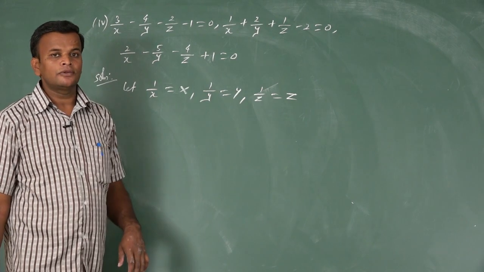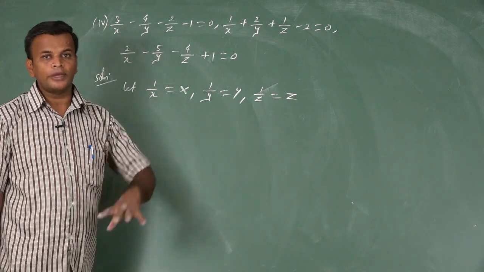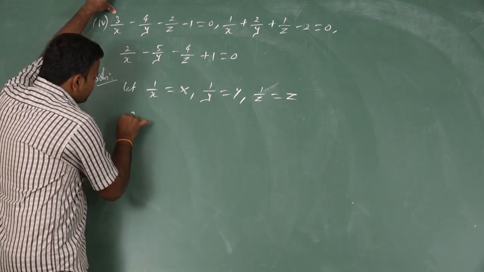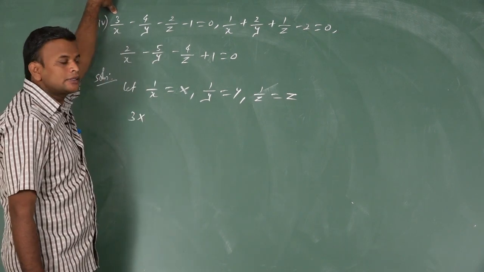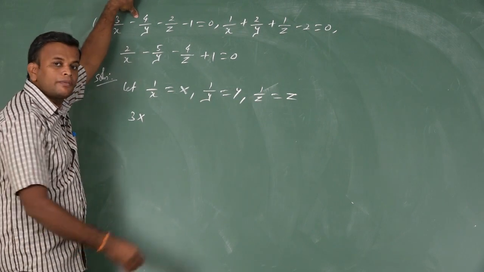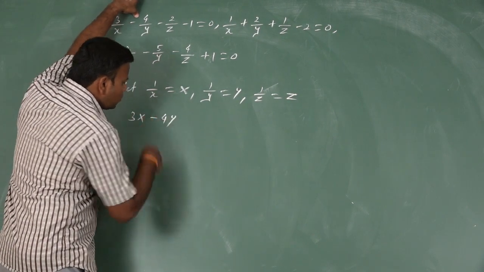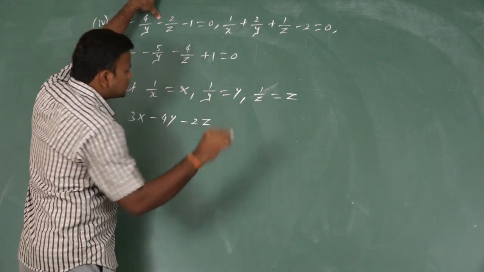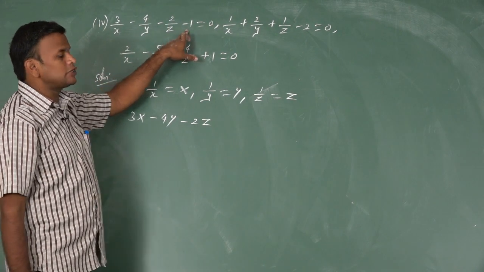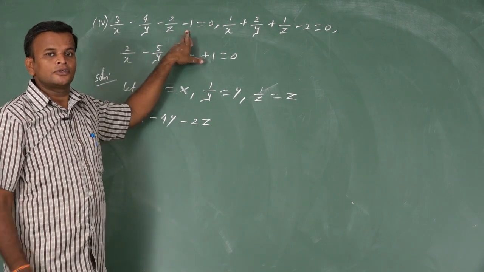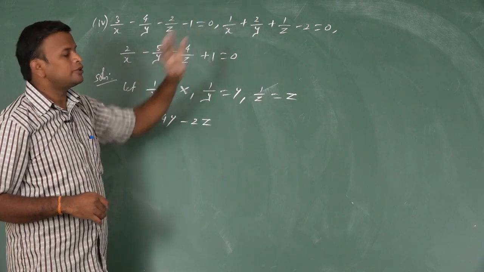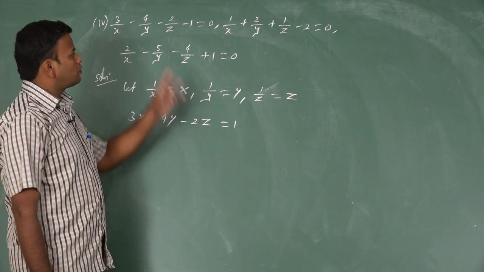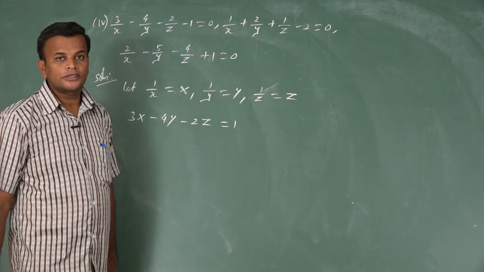Then the given equations become: 3 by x, we write 3 by x as 3 of 1 by x. 1 by x is capital X, so 3 by x becomes 3X. Minus 4 by y becomes minus 4Y. Minus 2 by z becomes minus 2Z. And also you see the constant minus 1 lies in the LHS, so we take the constant to the RHS. Minus 1 goes to the RHS, it becomes plus 1. So the first equation is over.